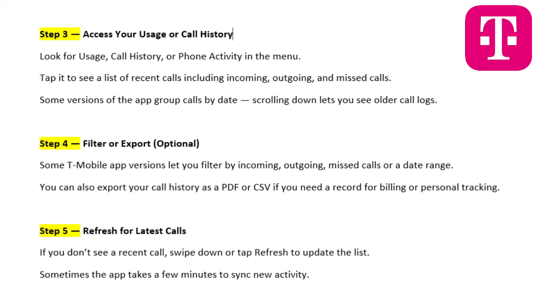Step 4. Filter or export. Optional. Some T-Mobile app versions let you filter by incoming, outgoing, missed calls, or a date range. You can also export your call history as a PDF or CSV if you need a record for billing or personal tracking.